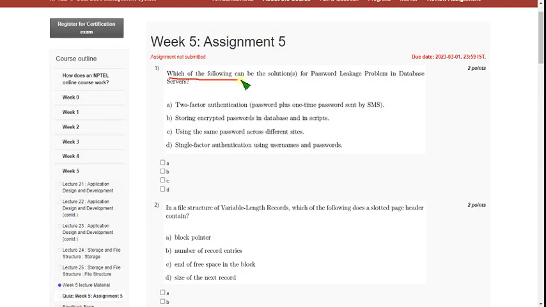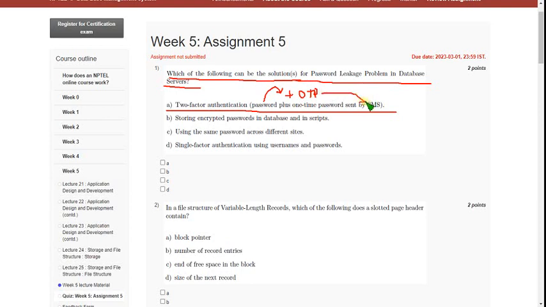Which of the following can be the solution or solutions for password leakage problem in database servers? So here the confirmed answer is option A, two-factor authentication. It means we have to type password and also plus a one-time password, that means OTP will be sent as an SMS to the mobile number. So the first option is correct, and maybe the option B is also correct. Definitely C and D are wrong.